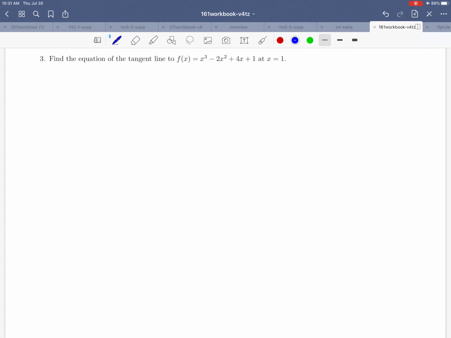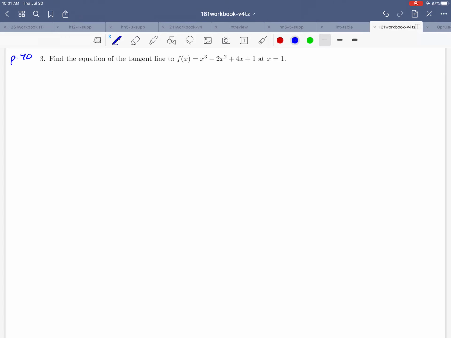Hi everybody, and welcome to exercise 3 on page 40 of the workbook. Here's another example of finding the equation of the tangent line to a function. Okay, we did an example like this earlier in this section. Let's just review the steps in this.